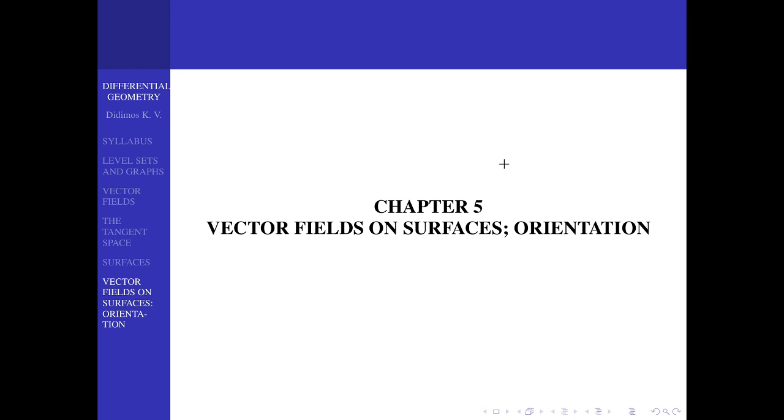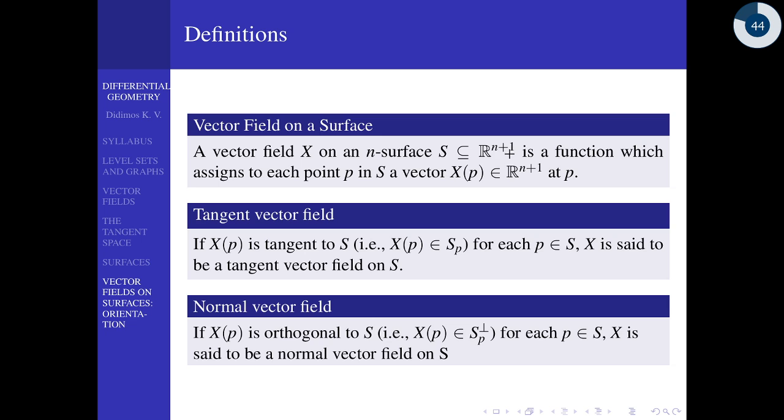Today we discuss chapter 5, vector fields on surfaces and orientation of the surface. First we have some definitions. Vector field on a surface.